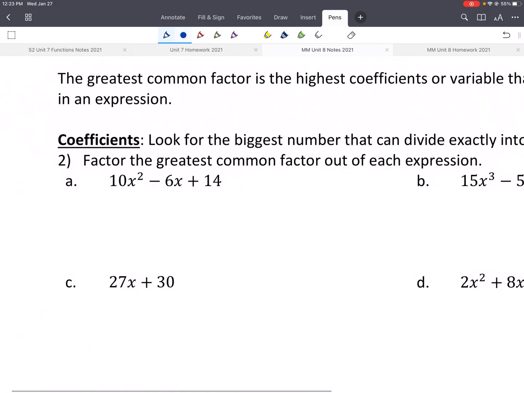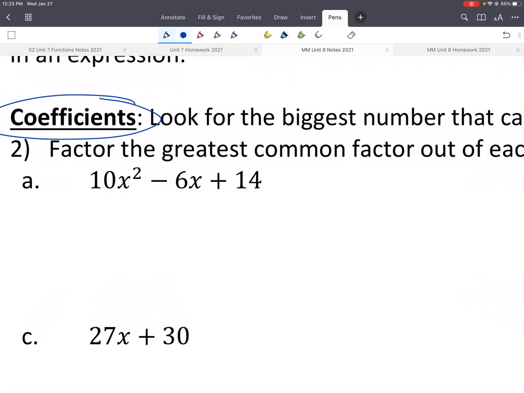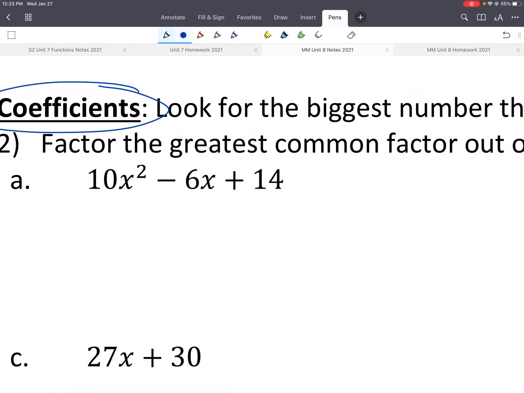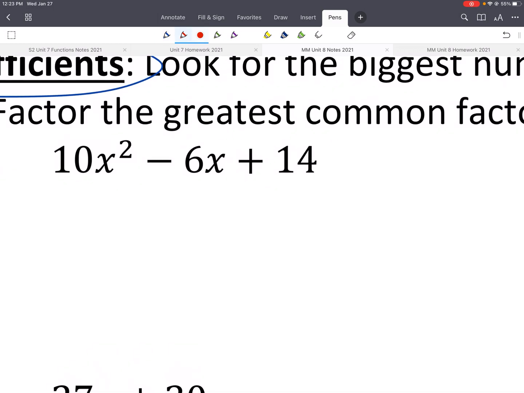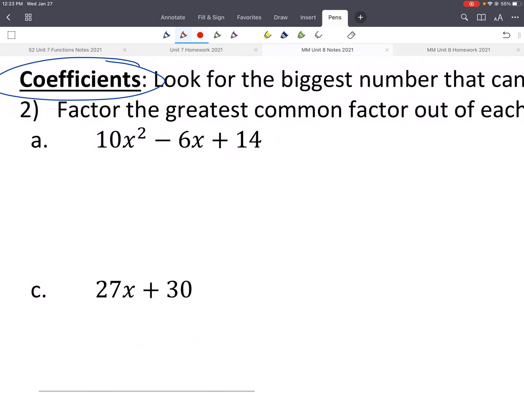Okay. So here we're going to first start talking about coefficients. So we're going to talk about the numbers, I guess coefficients and constants. Okay. So we want to look at these 3 terms. We have a 10x squared, we have a negative 6x, and we have a 14. And we want to know what is the greatest common factor, or what's the greatest number, since we're just going to talk about numbers now. What's the greatest number that we can divide all 3 of those terms? What can we divide 10, 6, and 14 by evenly?